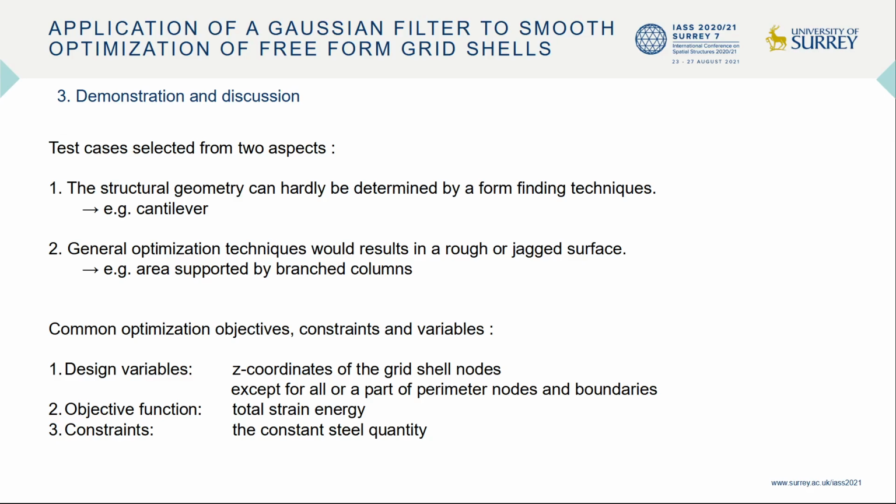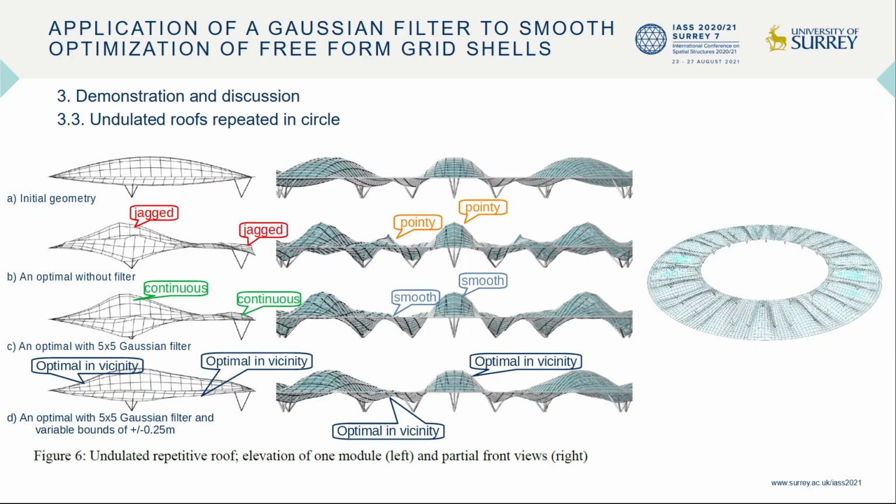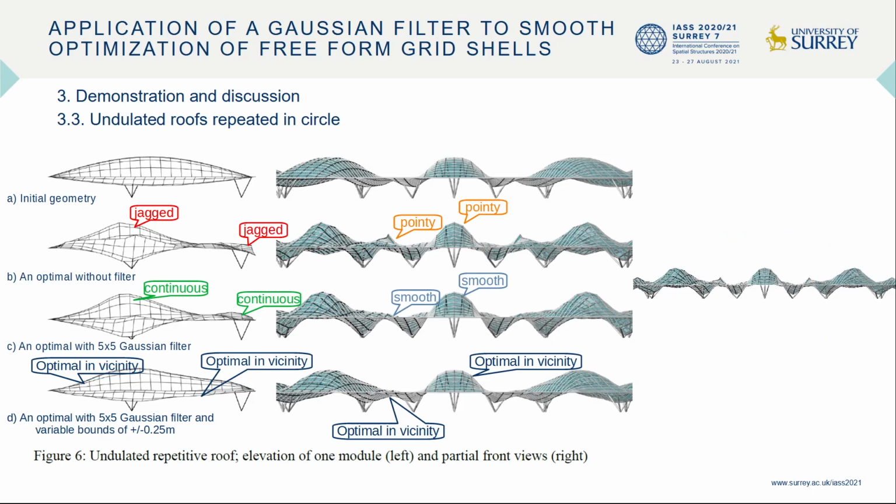The setup for the structural optimization is almost the same for all cases. Design variables are z coordinates of the grid shell nodes, except for all or part of the perimeter nodes and supported boundaries. The objective function to minimize is total strain energy. Constraints are constant state quantity and upper and lower bounds for some of the z coordinates. The initial geometry in this test case has an undulated surface repeated in a circle.